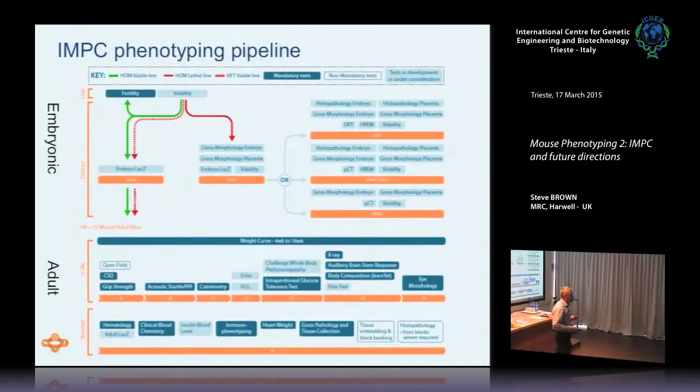So I want to finish up by coming back to embryonic screening, because I didn't really say very much at the start, but you'll notice that we test all of the mice for fertility, and we see whether the homozygotes are viable or not. And if they're not viable, then they're starting now to go through an embryonic screen. And I want to tell you a bit more about how this embryonic screen works and the kind of information that we're getting from it.